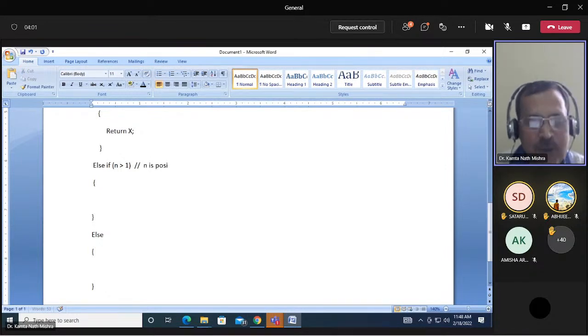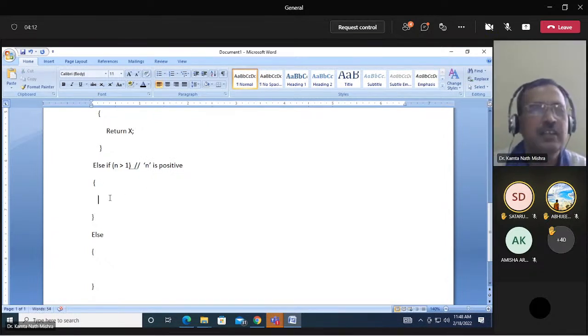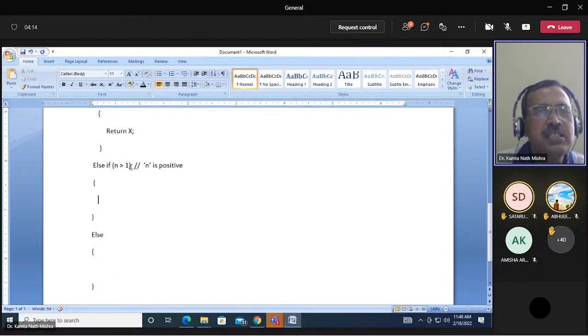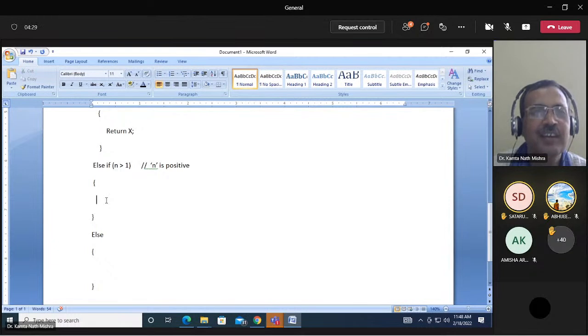But the last else part, what does it show? N is negative. So this should be the way. So else if n is greater than 1, it means n is positive. Then what should I write here? Sir, return n into function of n minus 1.